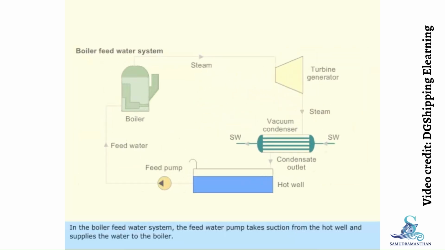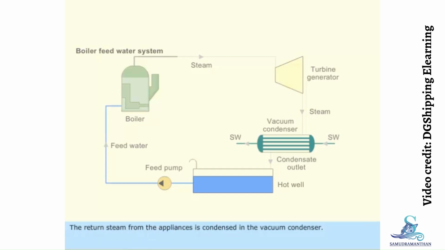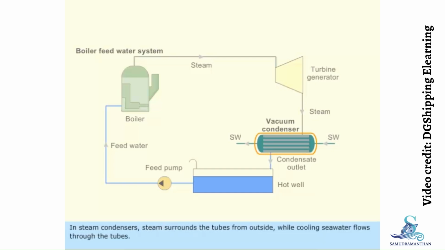In the boiler feed water system, the feed water pump takes suction from the hot well and supplies the water to the boiler. The return steam from the appliances is condensed in the vacuum condenser. The condensed water returns to the hot well. In steam condensers, steam surrounds the tubes from outside while cooling seawater flows through the tubes.